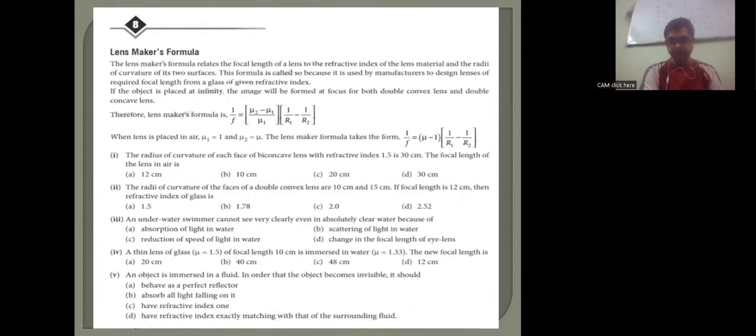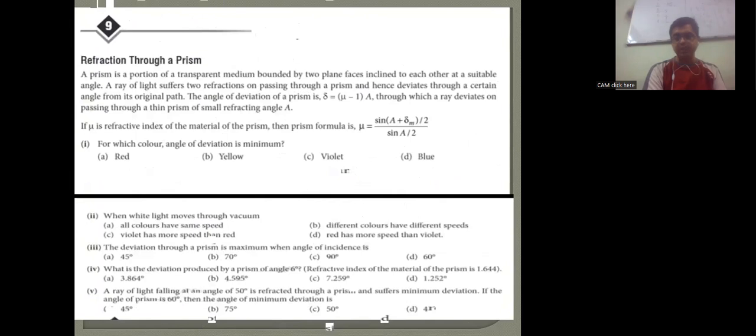An object is immersed in a fluid. In order that the object becomes invisible, it should behave as a perfect reflector, absorb all light falling on it, have refractive index 1, or have a refractive index exactly matching that of the surrounding fluid. So if you want to make a lens disappear, its refractive index should be the same as the refractive index of the medium, and refraction will not take place. Then the ray will go straight, so it will disappear.